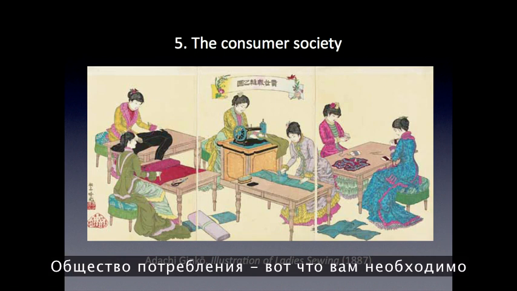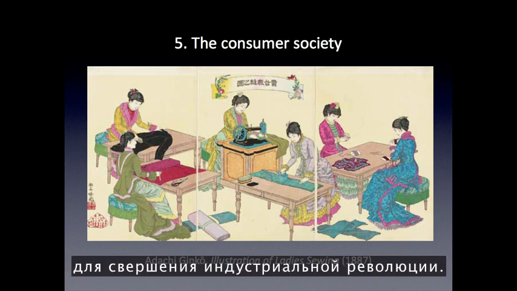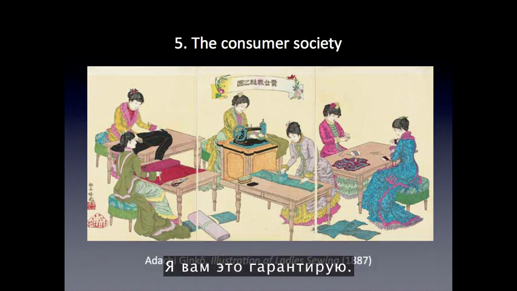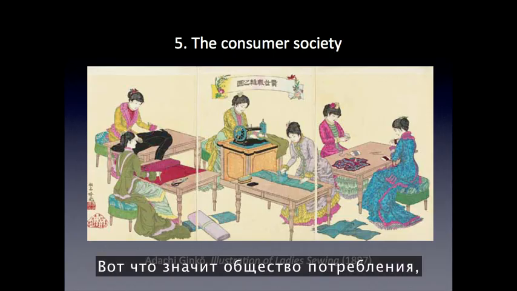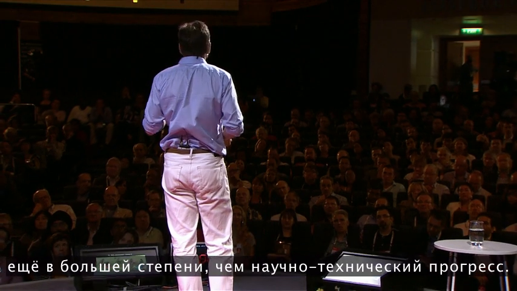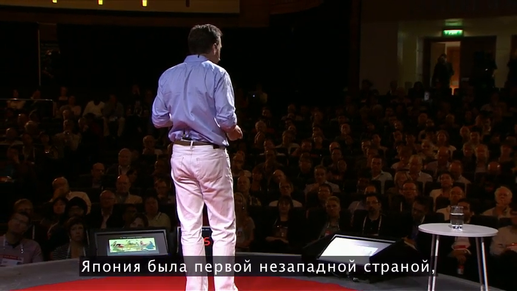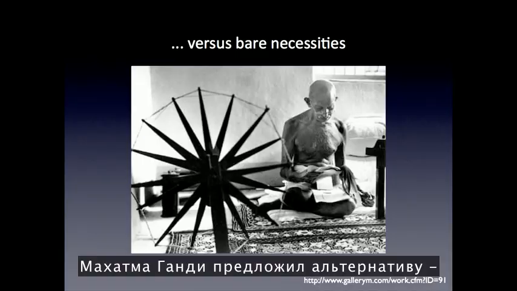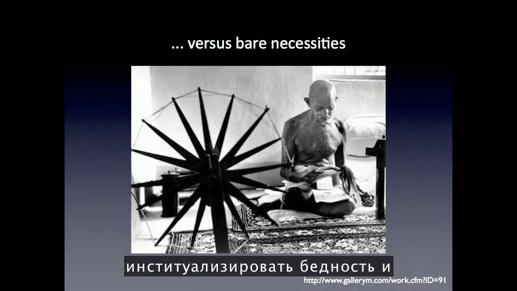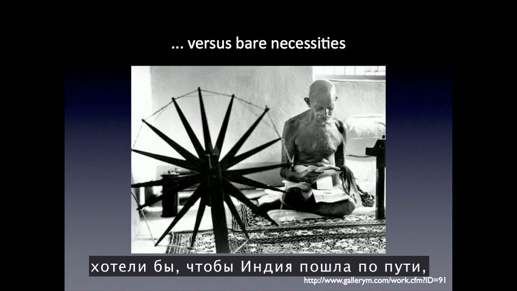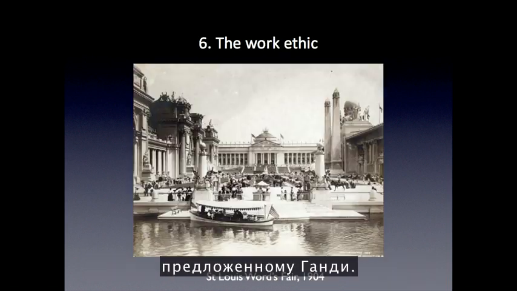The consumer society is what you need for the Industrial Revolution to have a point. You need people to want to wear tons of clothes. You've all bought an article of clothing in the last month, I guarantee it. That's the consumer society, and it propels economic growth more than even technological change itself. Japan was the first non-Western society to embrace it. The alternative, which was proposed by Mahatma Gandhi, was to institutionalize and make poverty permanent. Very few Indians today wish that India had gone down Mahatma Gandhi's road.